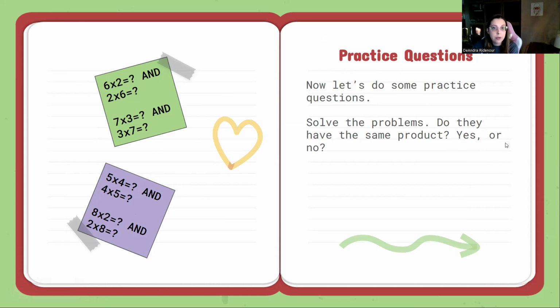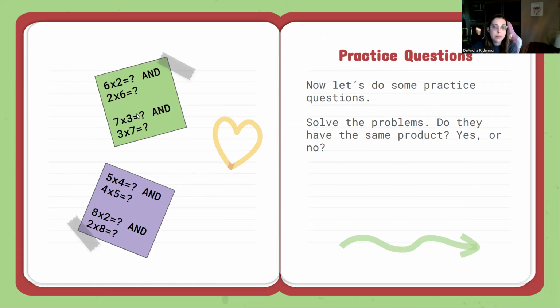Yep, and here's what we found, boys and girls. We found that no matter which way, which order the numbers are in, they're going to equal the same thing. 6 times 2 is the same as 2 times 6. They both equal what? Yes, 12.